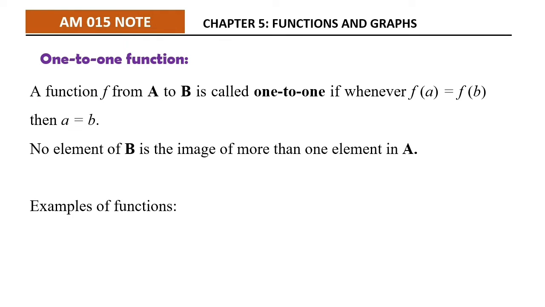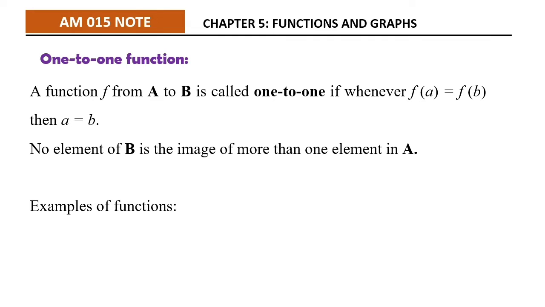One-to-one function. A function f from A to B is called one-to-one if whenever f of a equals f of b, then a equals b. No element of B is the image of more than one element in A.